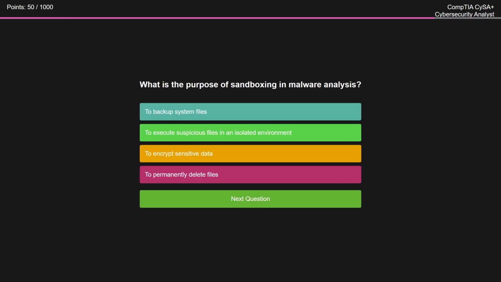Purpose of sandboxing in malware analysis. To back up system files, to execute suspicious files in an isolated environment, to encrypt sensitive data, or to permanently delete files. Well, this one's very, very obvious. It's actually to execute files in an isolated environment, because you're not going to want to run malware on your actual system, because malware could stay persistent. If it's an actual good malware, it can stay persistent, even if you installed a new operating system. It could still probably stay persistent if it was a RAM or memory-based malware that kept on coming back, right? But you just have to think about that. So let's go to the next question.